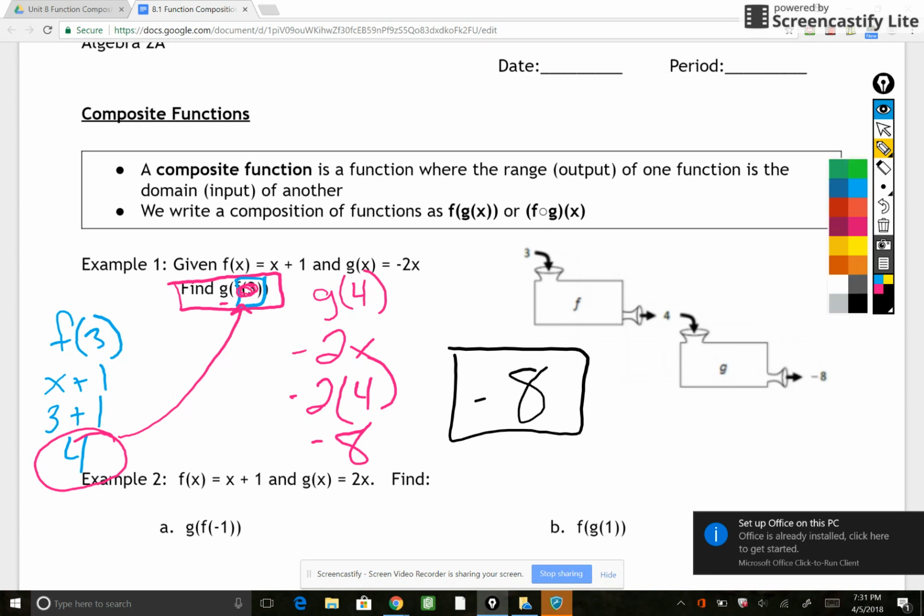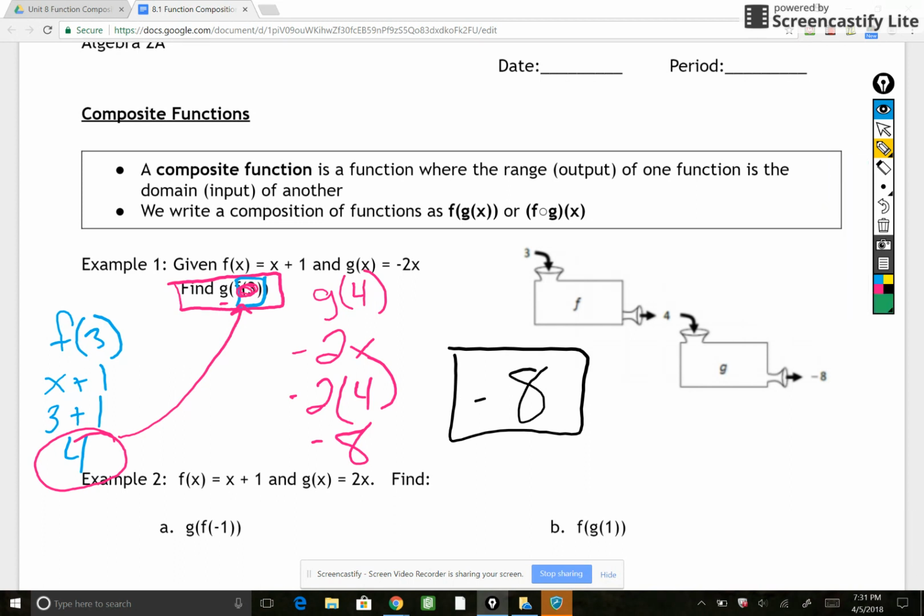If you look at this little diagram, it might help you. You take 3 and you put it in the f function and you get 4. Then you take 4 and you put it in the g function and you get negative 8. So you're putting it into two functions.